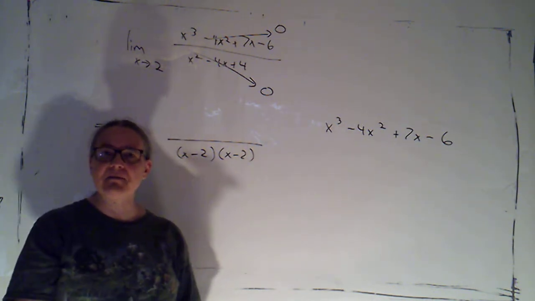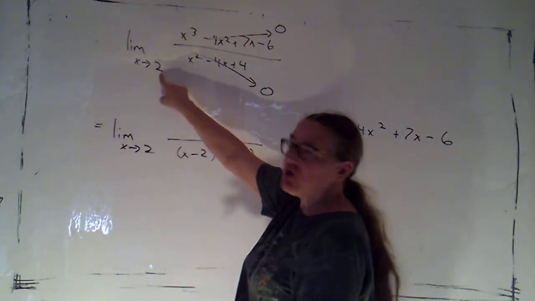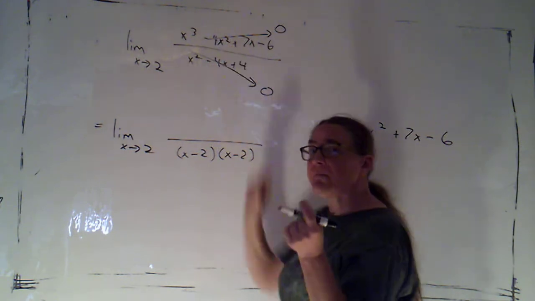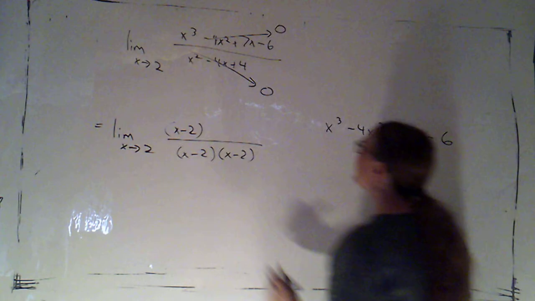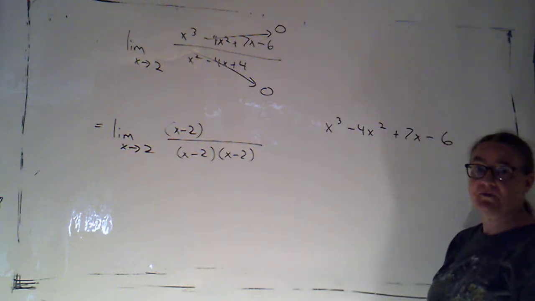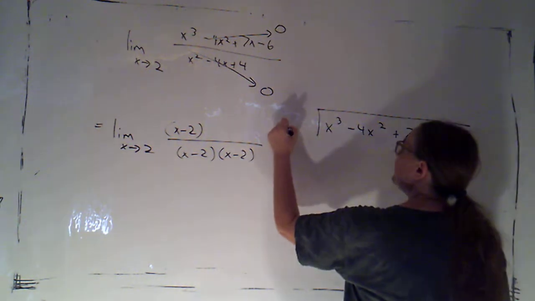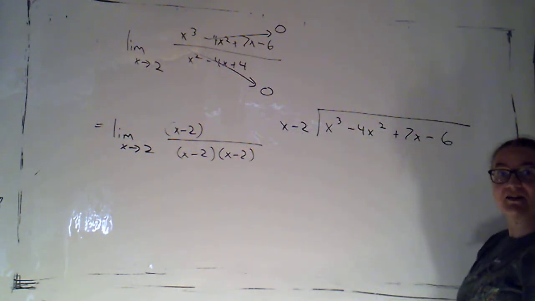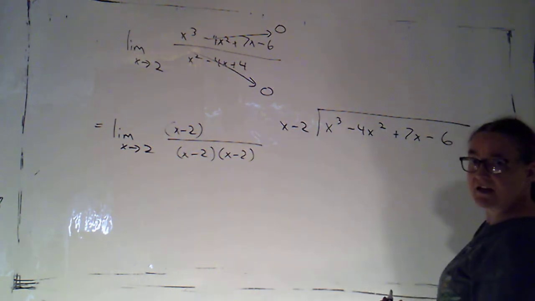Here's where I need to remember something from pre-calculus. When we plugged in 2, we got 0. So that means I know that x minus 2 is a factor. And I can get the other factor if I simply divide this by x minus 2. I'm actually going to rewrite this and use synthetic division.